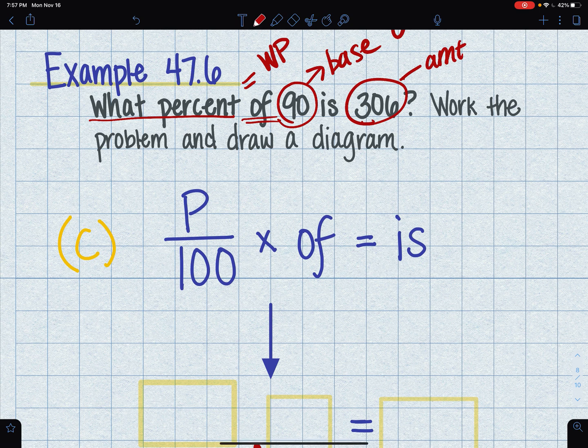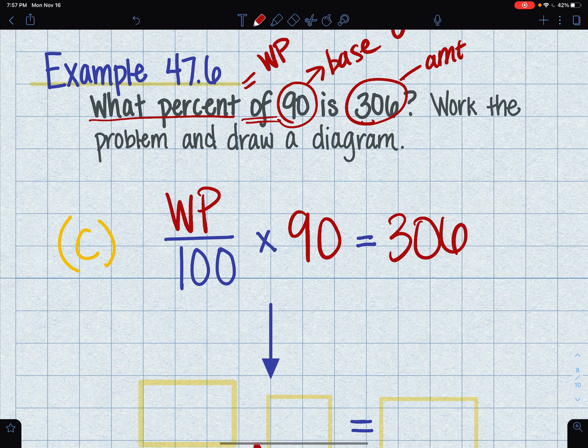You can tell already that it goes up by a lot. You can tell that the percent is going to be above 100. So if you don't get something above 100, then you did it wrong, because you went from 90 to 306. So that's a huge increase. That's going to be somewhere around a 300% increase. So that's what we should be looking for, okay? So instead of P, let's put in WP, because that's what we're solving for. Instead of of, we're going to put in 90, because that's our base. Instead of is, we're going to put in 306.